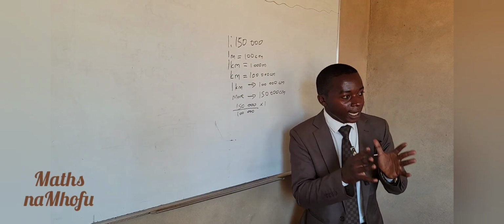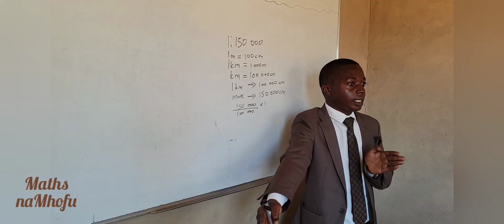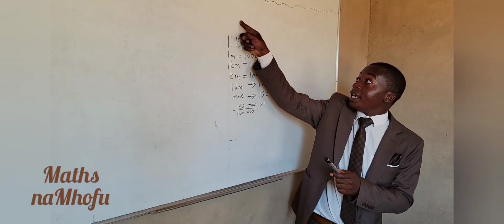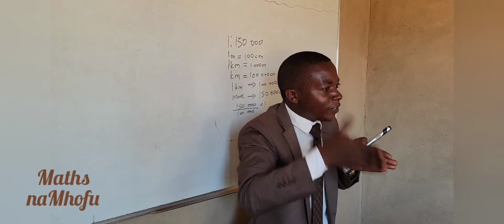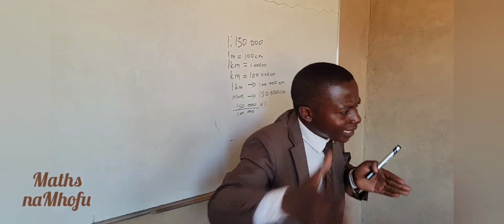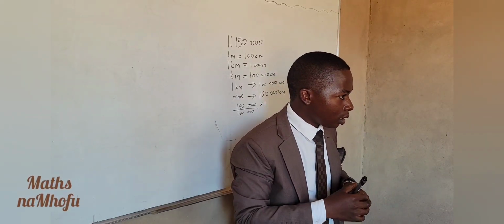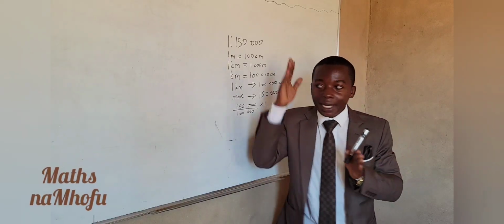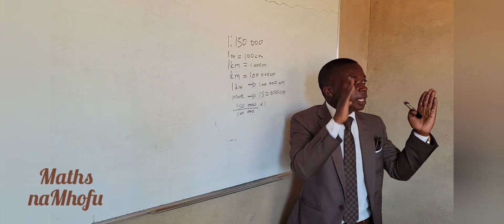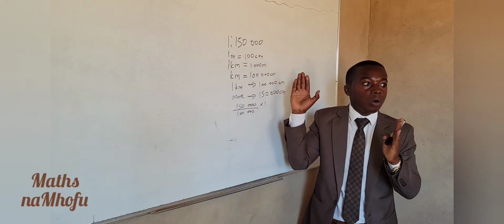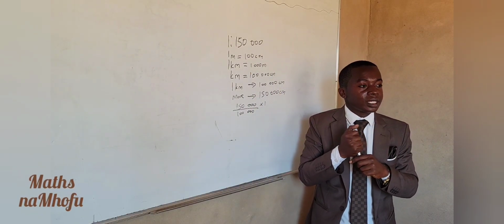Yes. But on a scale you'll be given in centimeters. If you see 1 is to 50,000, it means 1 centimeter is representing 50,000 what? Centimeters. You understand? It's always 1 is to something, 1 is to a certain big number. So it means 1 centimeter is representing that certain big what? Number. Is it clear, Melissa?